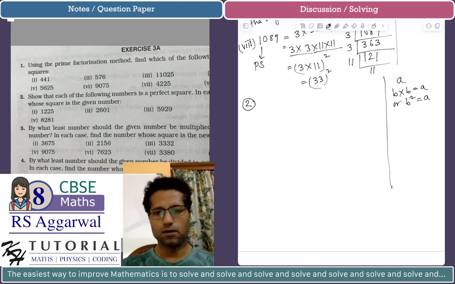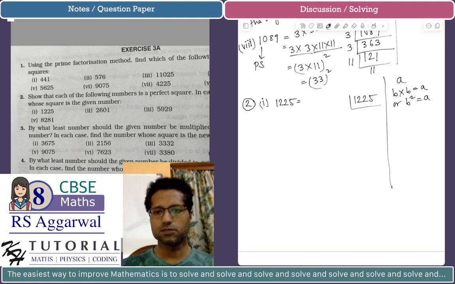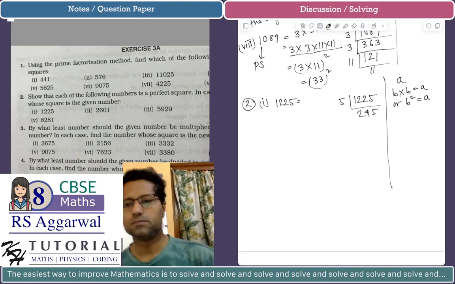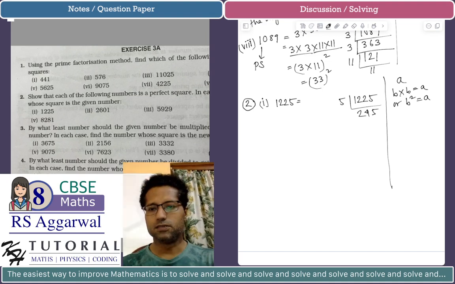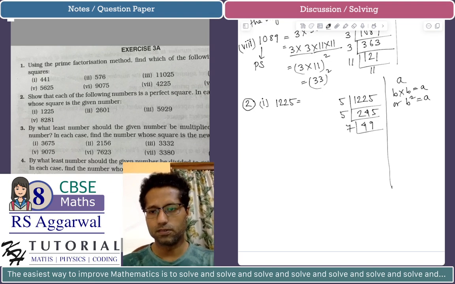Let's do part 1, that is 1225. So let's do the prime factorization of 1225. Let's divide by 5. So we have 245. And let's divide again by 5. We have 49. So 49 we know is 7 and 7.